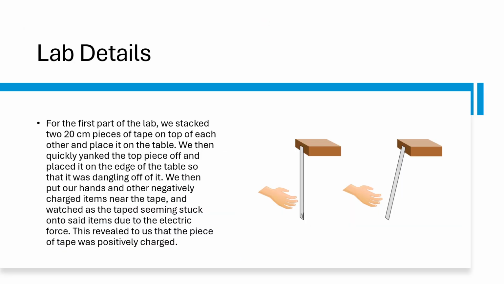For the first part of the lab, we stacked two pieces of tape onto each other and placed that on the table. We then quickly yanked off the top piece of tape, stuck it to the edge of a table, watched as it dangled off, and when we placed our hand near it, the tape was attracted to our hand. Even though it wasn't the sticky side facing our hand, it almost acted like it was because of the electric force attracting it to our hand. We also put other charged objects around it, and we found that because it was attracted to our hand, and we know our hand is negatively charged, the piece of tape was positively charged.